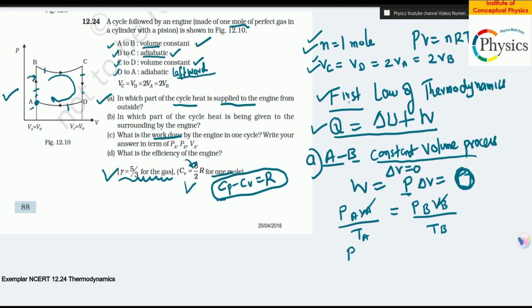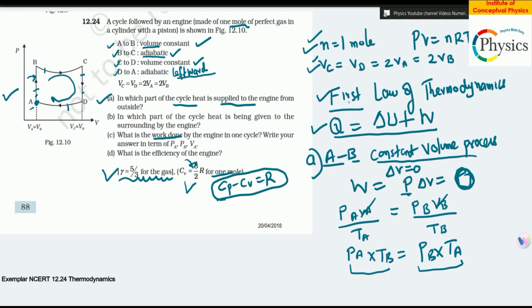So PA multiplied by TB is equal to PB into TA, right? So let's talk about whether we are able to decipher anything that is happening here. It's very difficult to identify what's happening in A to B, right? A to B, the volume is constant.